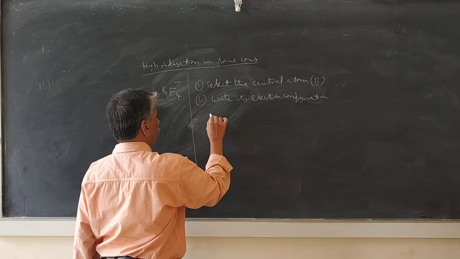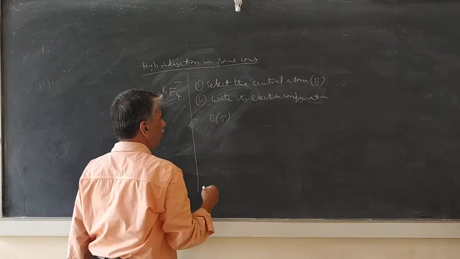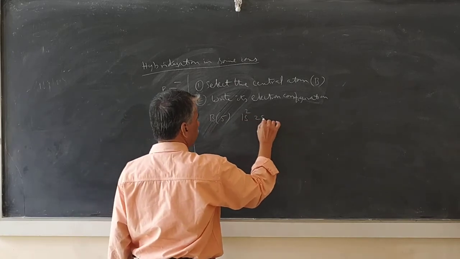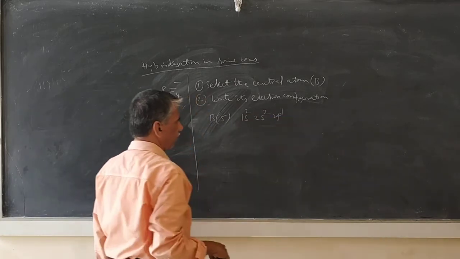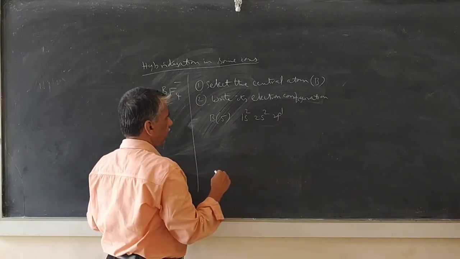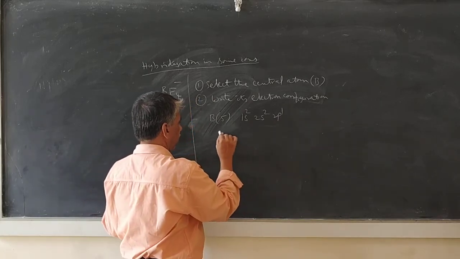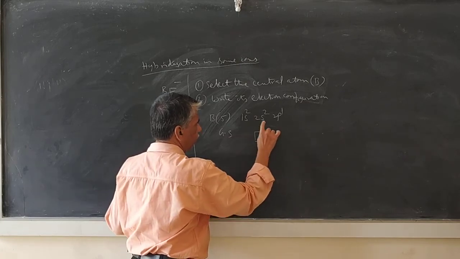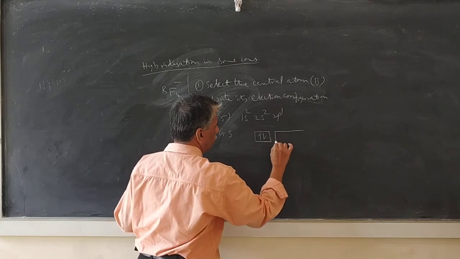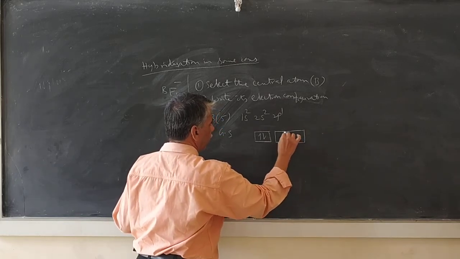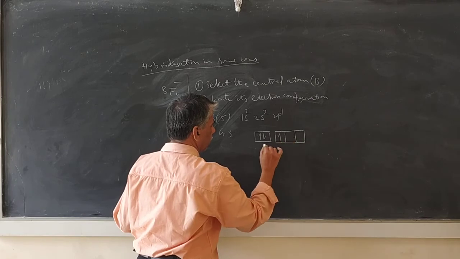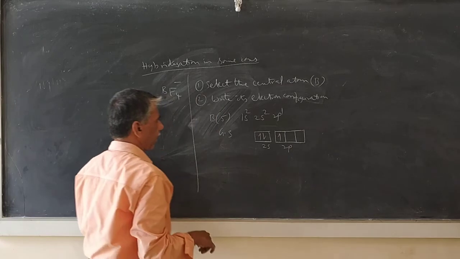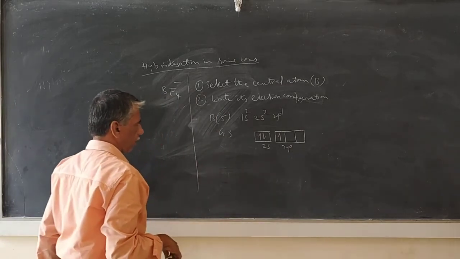Okay, so we know that B is 5. The atomic number of boron is 5 and the electronic configuration is 1s2, 2s2, 2p1. This is the ground state configuration. If you write it in the form of boxes, this is 2s2, this is 2p1. Okay, this is the ground state configuration.